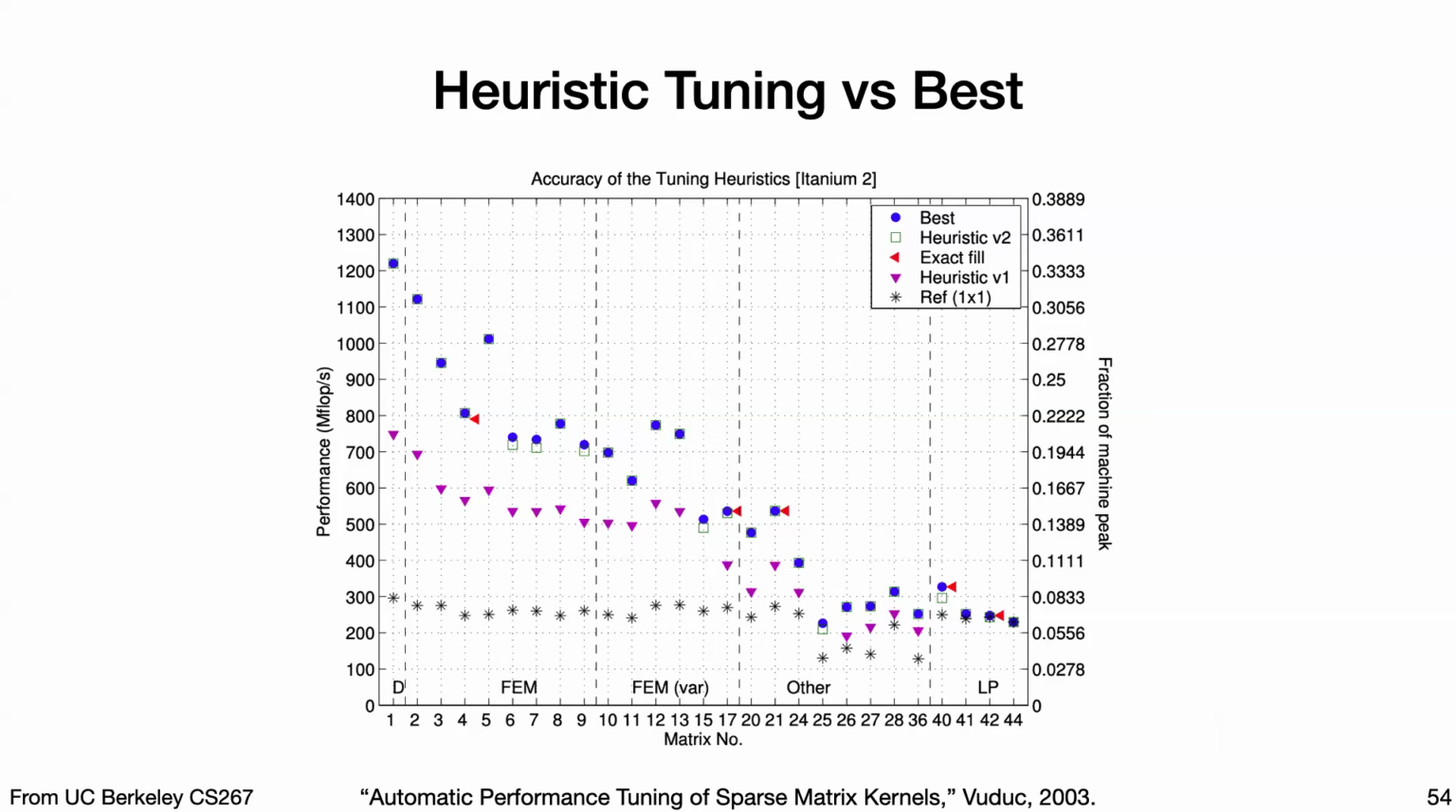The reference is 1 by 1. And the red left triangle is what you get if you compute the exact fill. And this green and purple is some heuristic to estimate the fill. And yeah, so the lowest one, this star looking thing, is the reference of 1 by 1 blocking, which is just CSR. This blue block is what is the best that you can possibly achieve over all blockings.